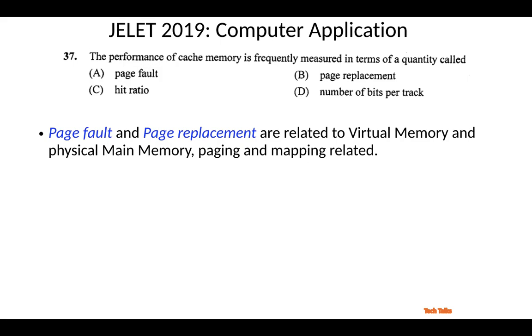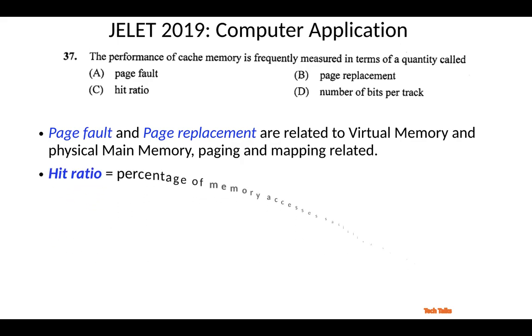What are page fault and page replacement? These are related to virtual memory and physical main memory, that is RAM. This is paging or demand paging and mapping, that is the mapping from the virtual memory to the actual physical memory, the RAM. This mapping is done by the operating system. Page fault and page replacement are all related to main memory or primary memory.